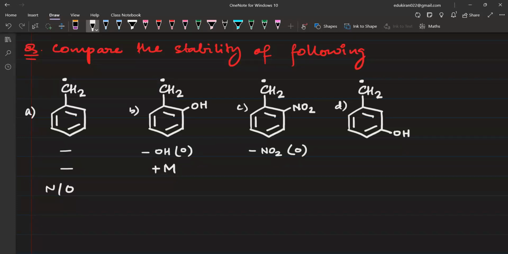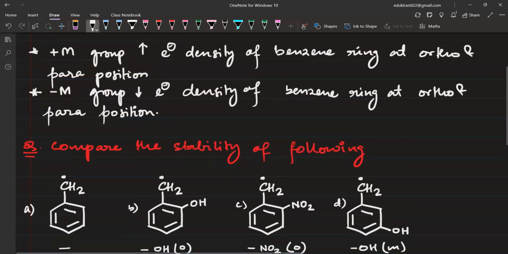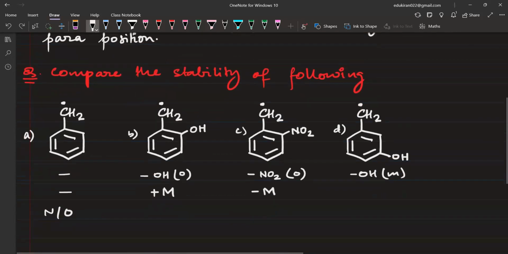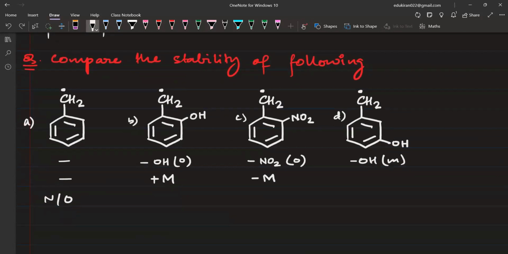NO2 is also in the ortho position. Minus M. What about OH? But OH is now at the meta position. So please here you have to understand that at meta position, plus M increases electron density at ortho and para only. It has no effect on the meta position. So if something is at meta position, that means it is not going to have any effect. So it will neither be plus M or minus M. Whenever something is at meta position, you will not look at the mesomeric effect. You will rather look at the inductive effect. And since oxygen atom is more electronegative, it will be pulling electrons through inductive effect. So here this will show the minus I effect. Is it making sense? Yes or no, please tell me guys.